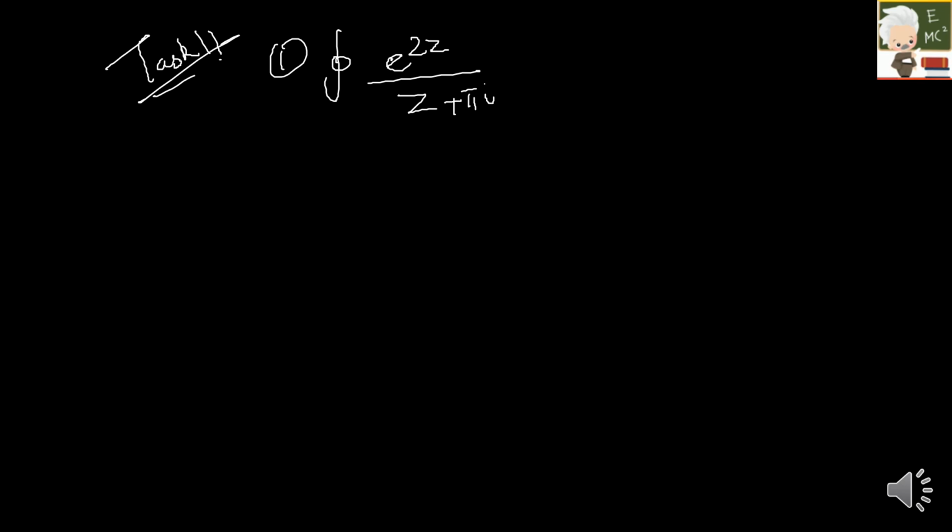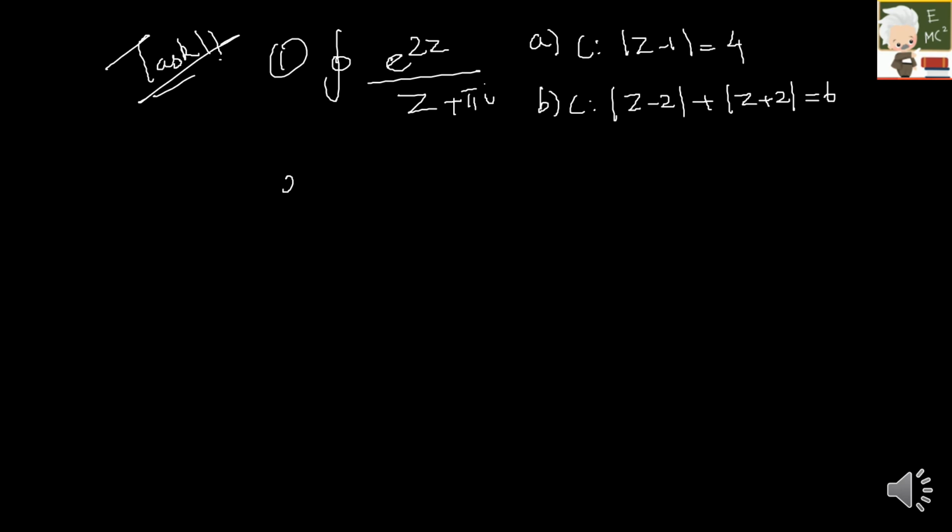So this is the task. I have a lot of questions, so give it a try. First question is the closed integral of e raised to 2z divided by z plus pi i. I have two subdivisions in this. For A, the contour is the region |z - 1| = 4. And for B, the contour is |z - 2| + |z + 2| = 6.